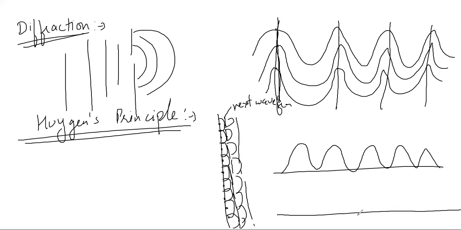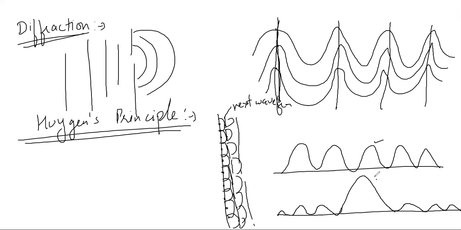Whereas if you talk about diffraction, you might already be familiar that in diffraction you have a central maxima, and after that you have secondary maxima whose intensity would keep on decaying as you move away from the central maxima. So your intensity distribution is going to be different in interference and diffraction.